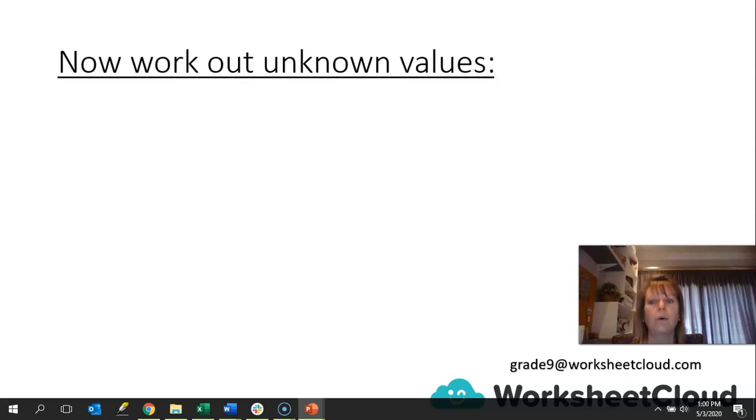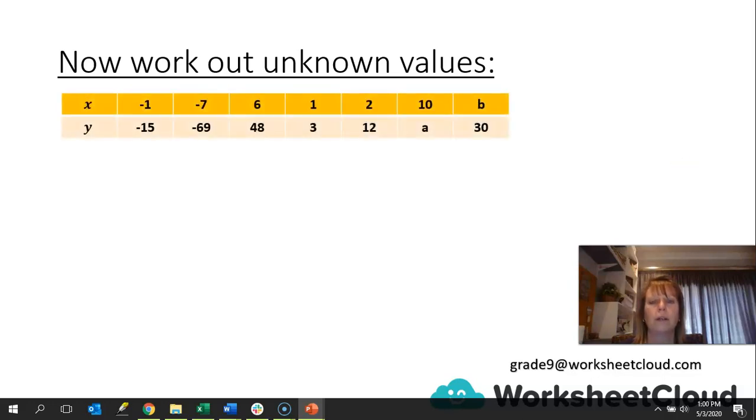Right, now work out unknown values. So up until now, we've just been working with the formula. We've been trying to create the formula using y is equal to mx plus b. Now remember in our last lesson, we worked out the formula in each case, and then we went on to working out unknown values in the table. So let's have a look. Here we've got a table. There's our a and there's our b, which are unknown values. So we first got to start with working out the formula.